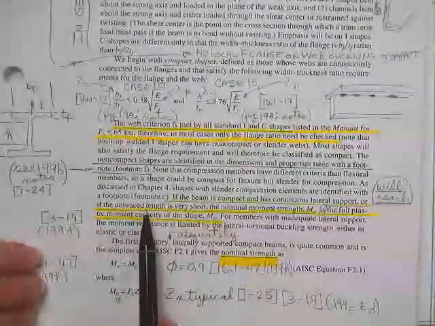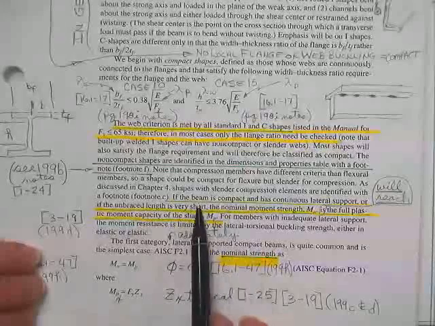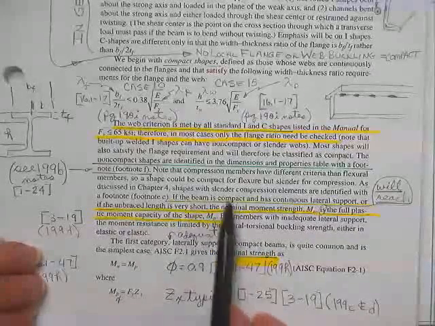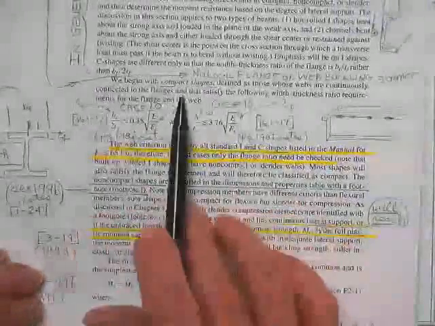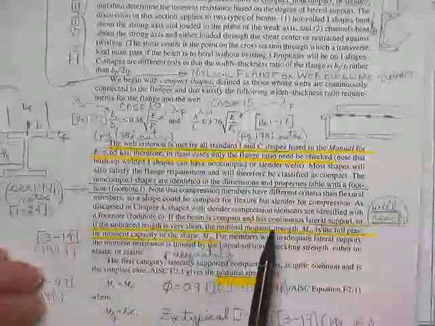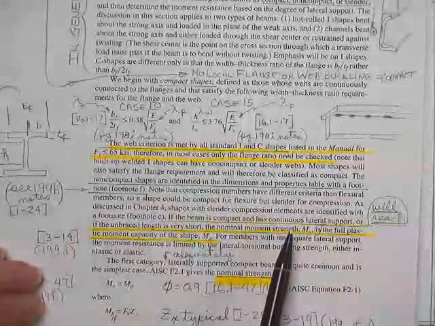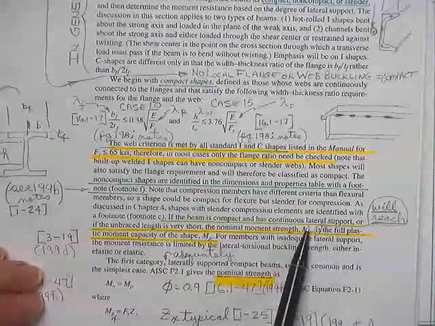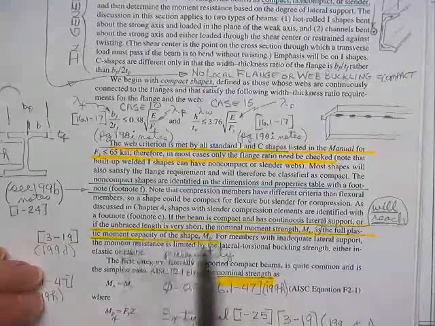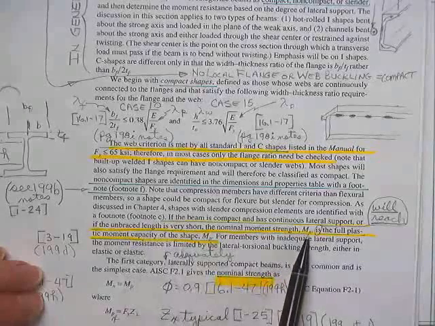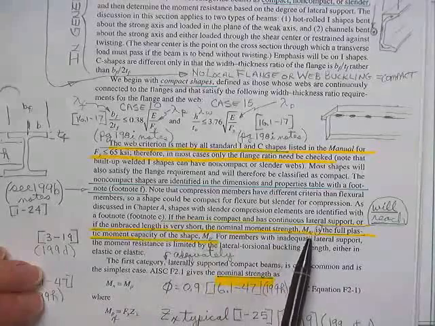Now, if the unbraced length is very short, now we're into compact beams. This is how you make sure they are compact. This is the section on compact shapes. If it is compact and it is continuously supported horizontally on the top flange, then I guarantee you the nominal strength will run right up to the plastic strength.